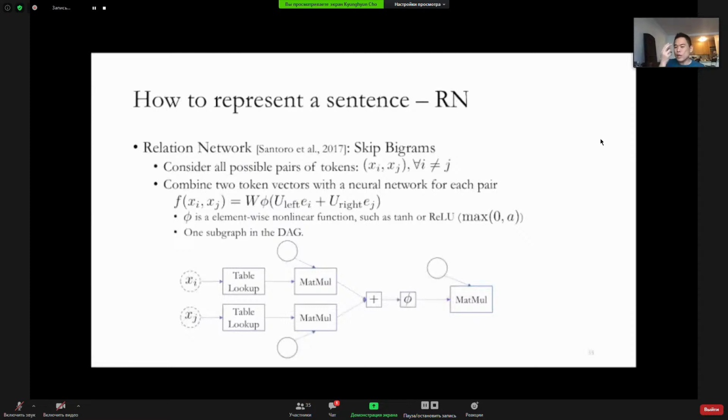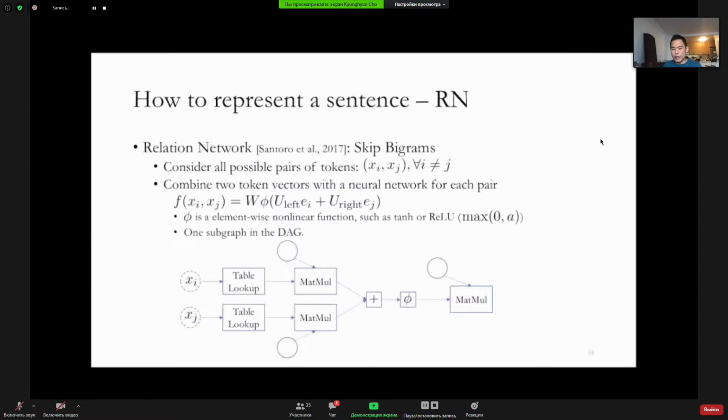What would be the most obvious way to go beyond that is the so-called skip n-gram or the skip bigram. That's connected to the concept of relation networks from 2017 that came out of DeepMind. Instead of looking at the nearby words as a single unit, we're going to look at all possible pairs of tokens. So we have a sentence, we look at all possible pairs of the words, see what kind of skip bigrams exist, and based on that, try to make a decision.